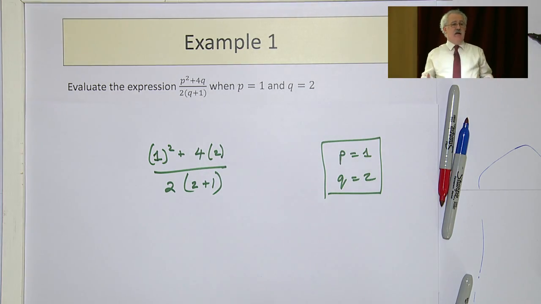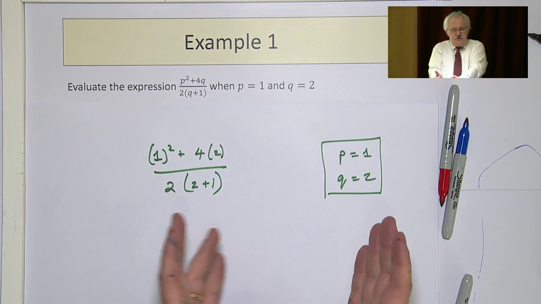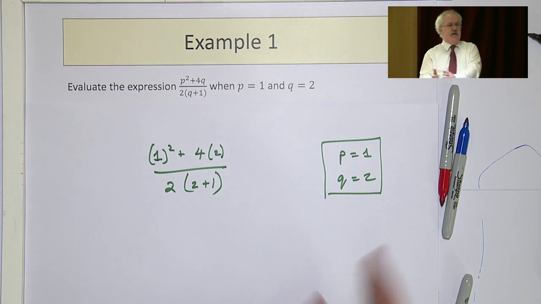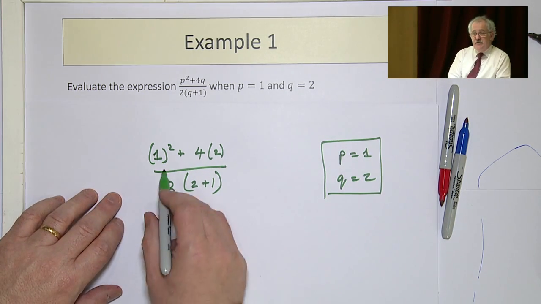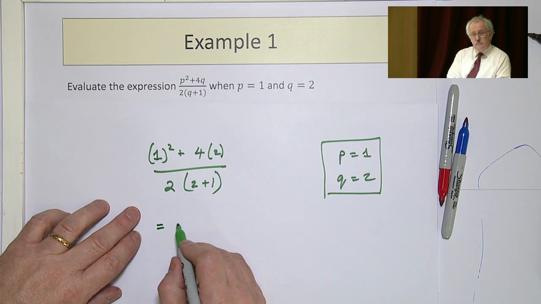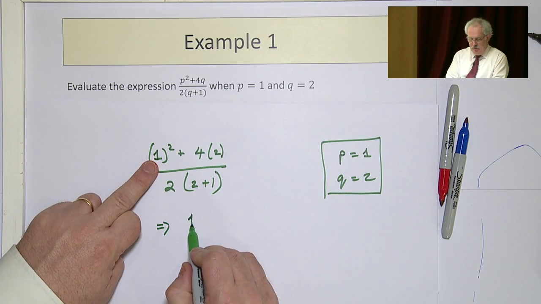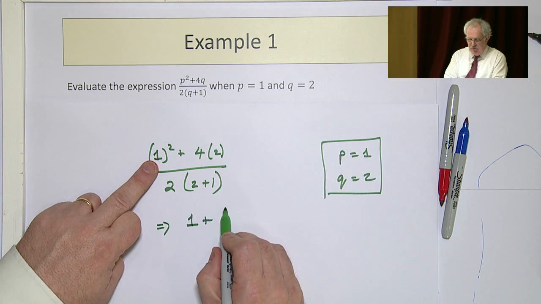If you do make a mistake, there will be marks. There are marks for attempts and slips and all that. But there's no reason to rush a thing like that. It's just step by step and you plug it in. Then you calculate: 1 squared is 1. 4 times 2, 8.